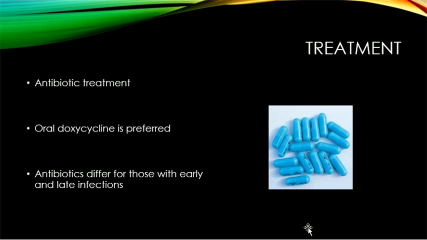Treatment for Lyme disease includes antibiotic treatment. You can give oral doxycycline initially, and if the EM rash occurs, you can still use oral doxycycline. Other antibiotics include amoxicillin, cefuroxime, and azithromycin. You can also use intravenous antibiotics such as ceftriaxone, cefotaxime, or doxycycline. Treatments will differ for an early or late infection, so intravenous would be for late and oral would be for early.